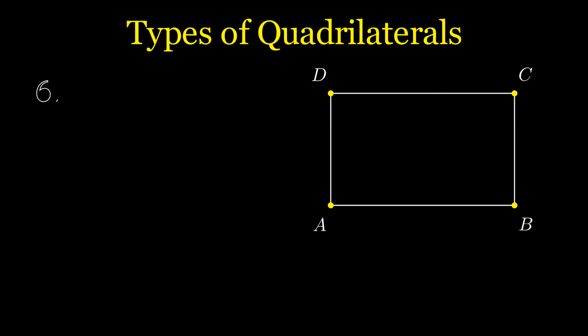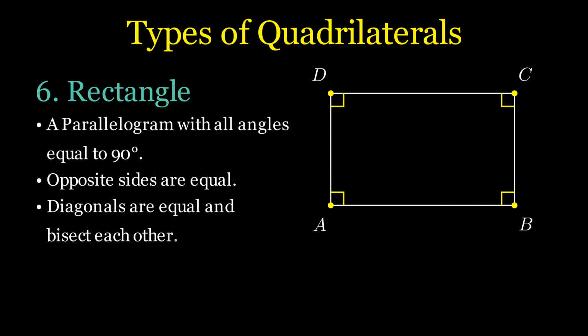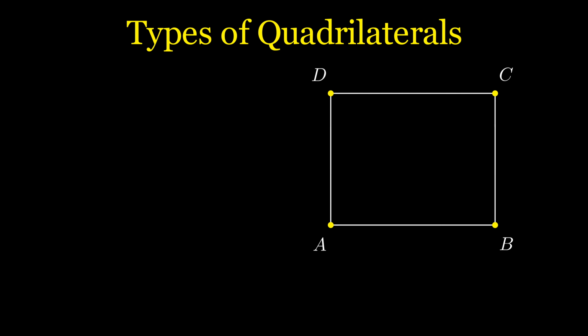Now next is rectangle. It is a parallelogram with all angles equal to 90 degrees. Opposite sides are equal. So here AB is equal to CD and BC is equal to AD. Diagonals are equal and bisect each other. So you can see that the diagonal AC is equal to diagonal BD and they bisect each other.